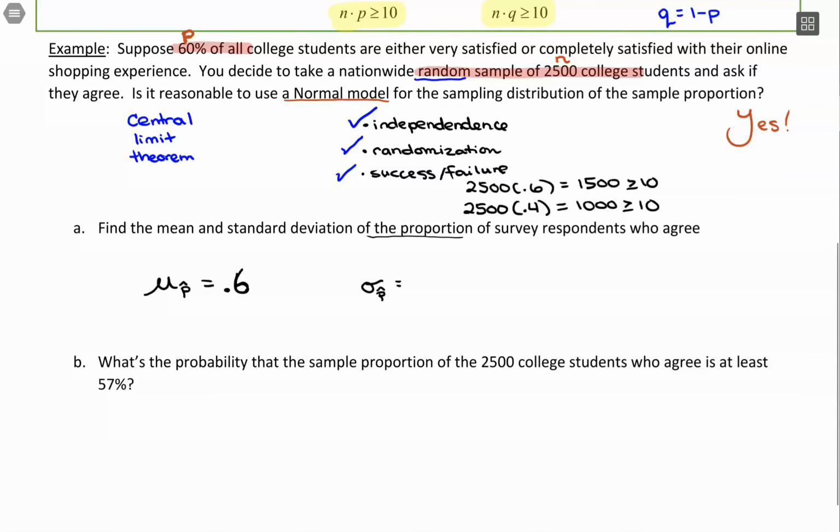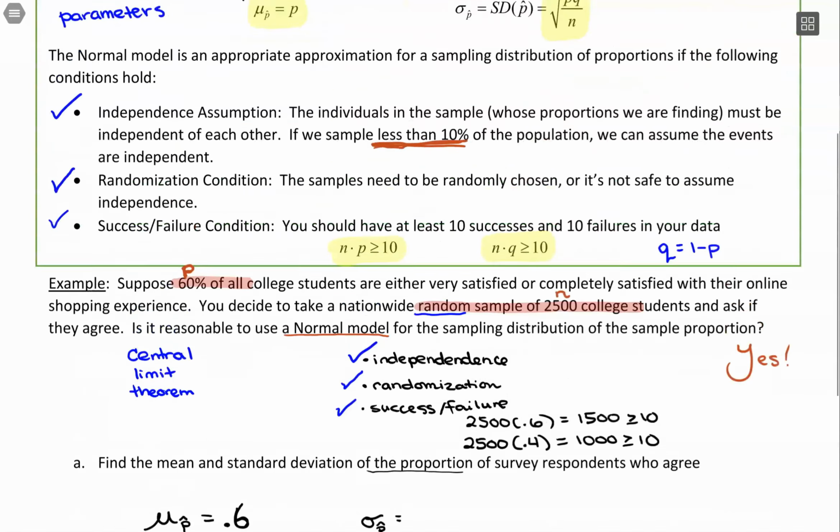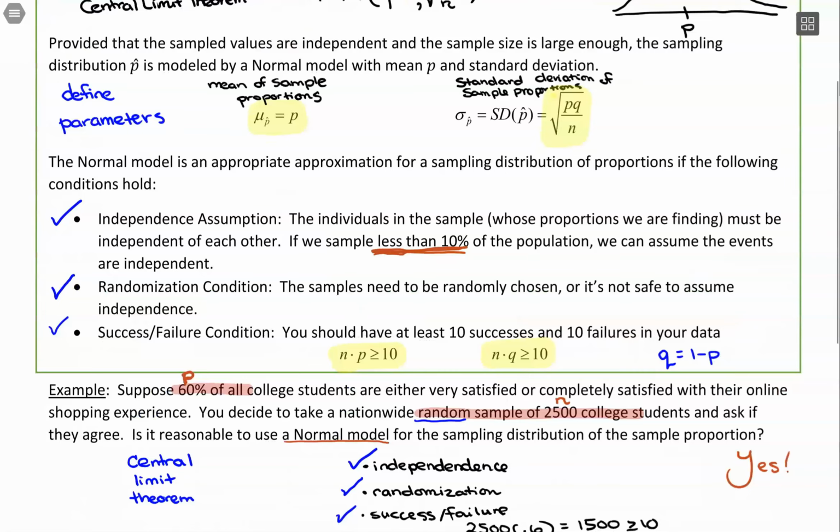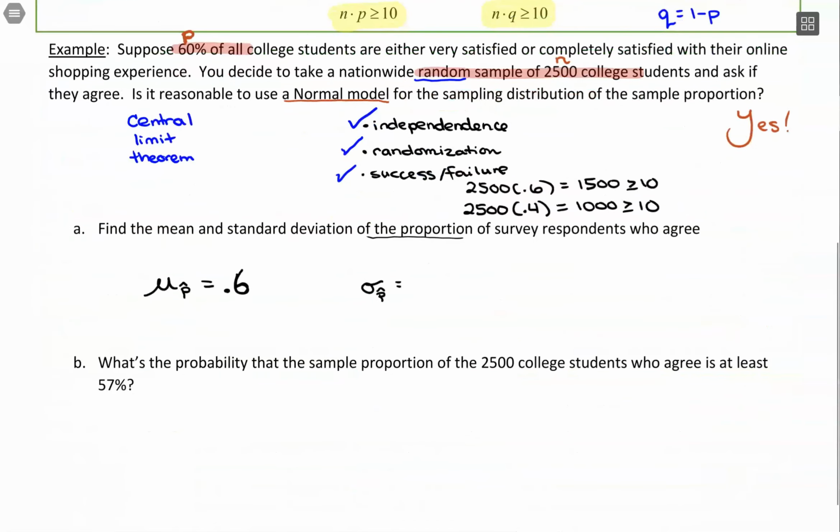Standard deviation, however, has a calculation to do. So we want to use this square root of p times q over n. So what I need to do is take a big square root, and we're going to take 0.6 times q, which would be 0.4, over our sample size of 2,500. So put that in a calculator and we should get 0.0098.